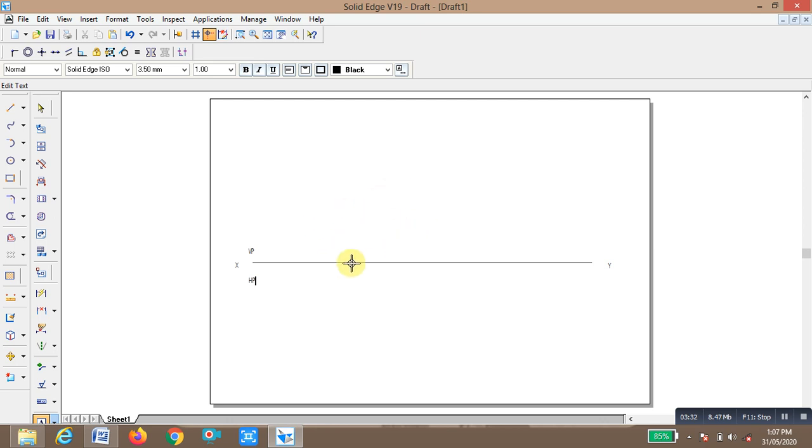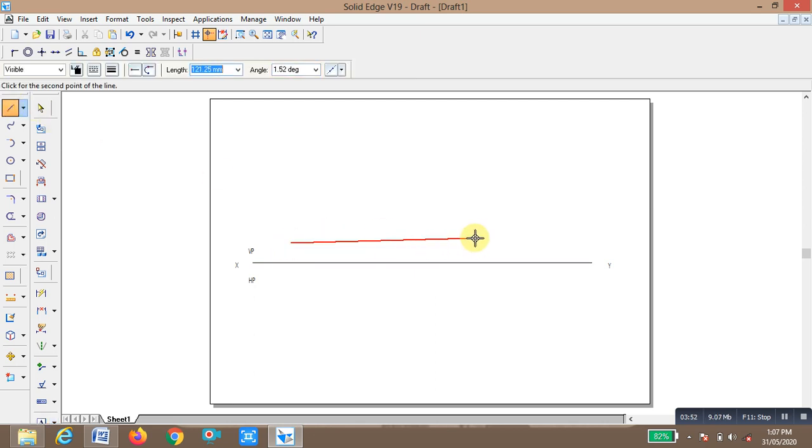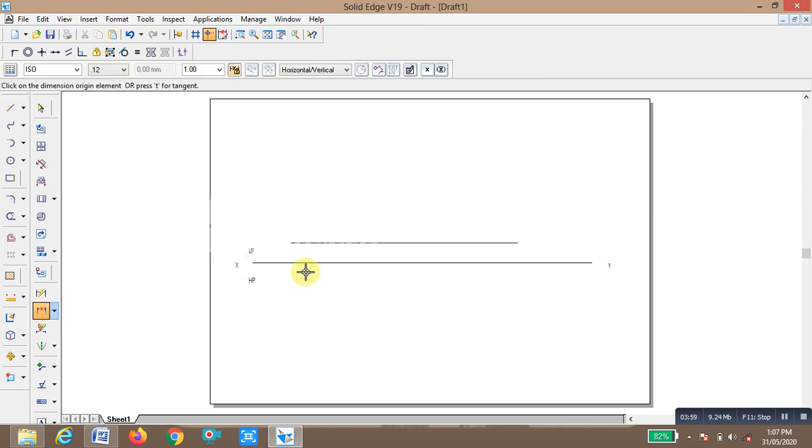Now I am going to place the line. The line has two ends. End A is 20 mm above HP, so I draw a parallel line 20 mm above HP. The distance between this line and the XY line is shown; it is now 13.65. I change it to 20.